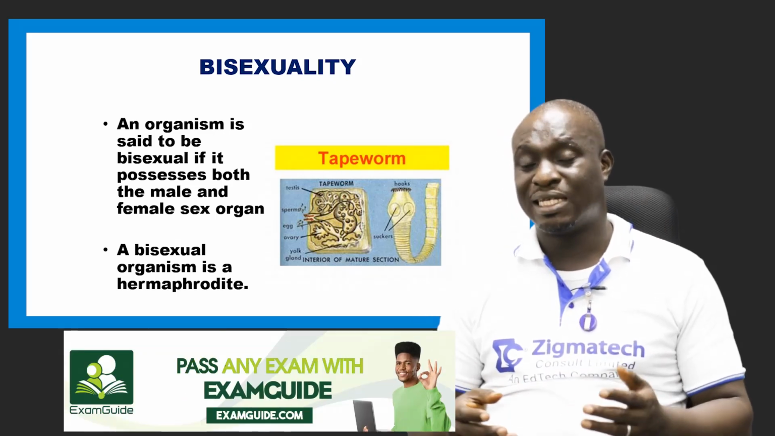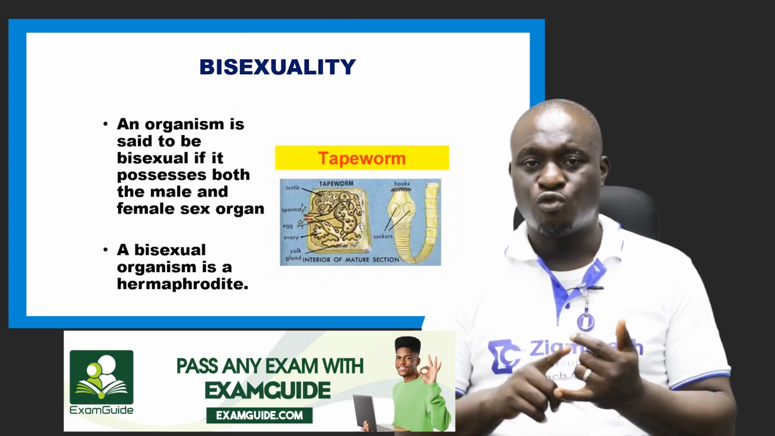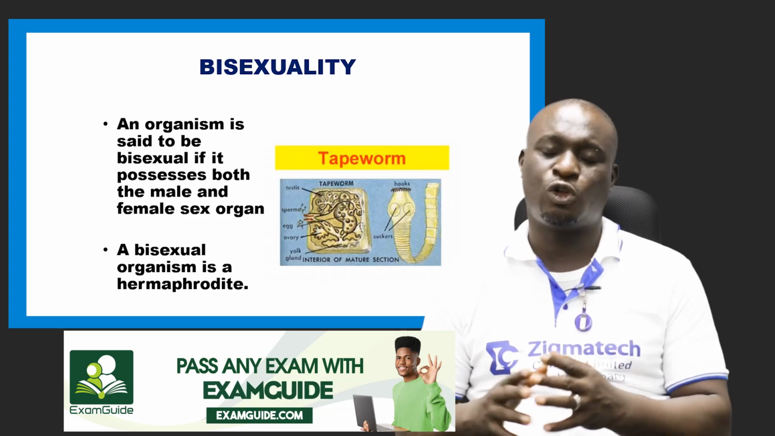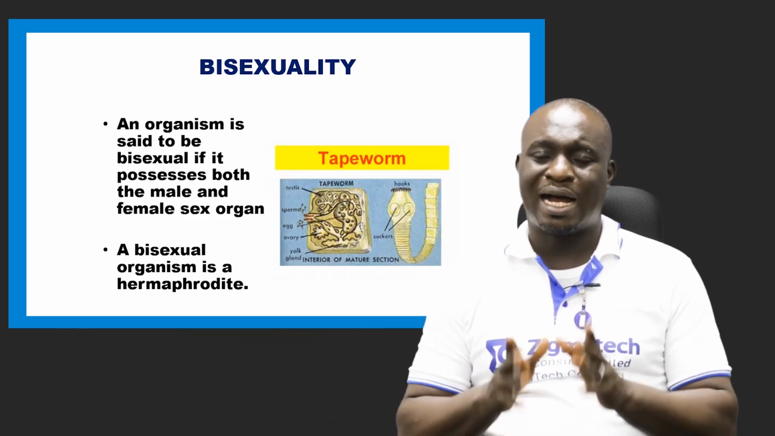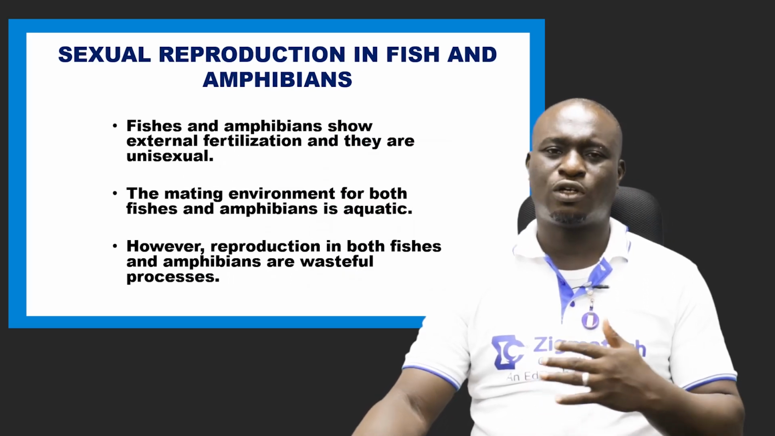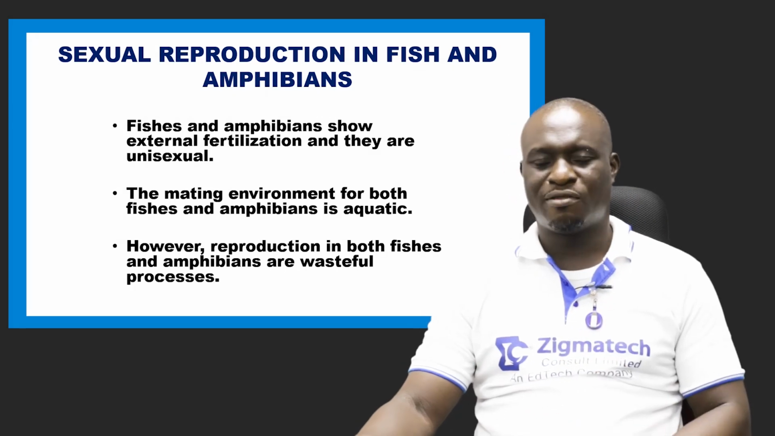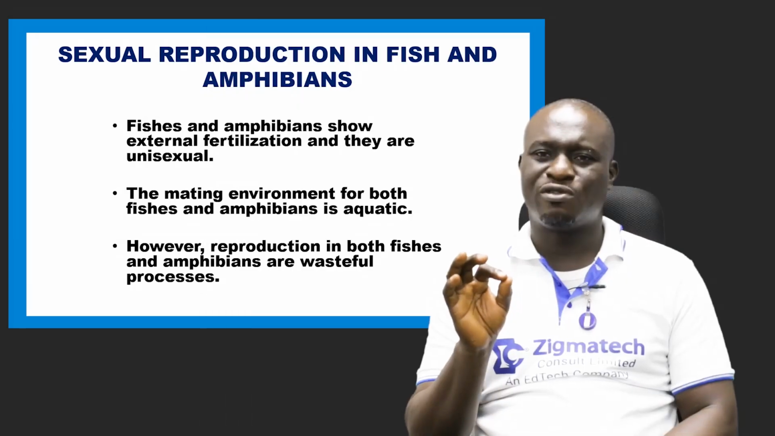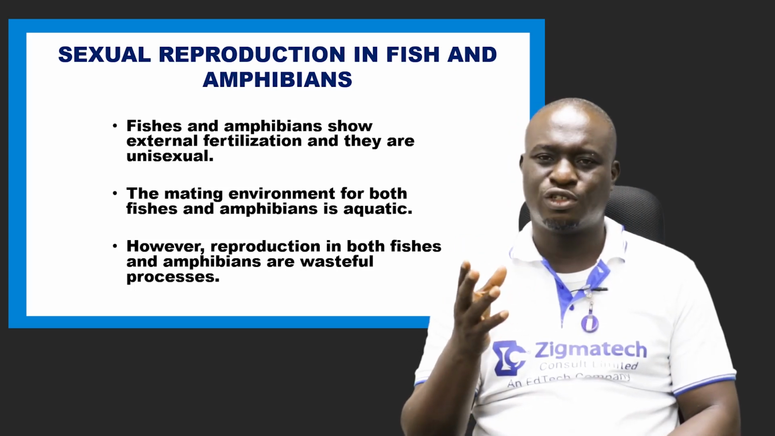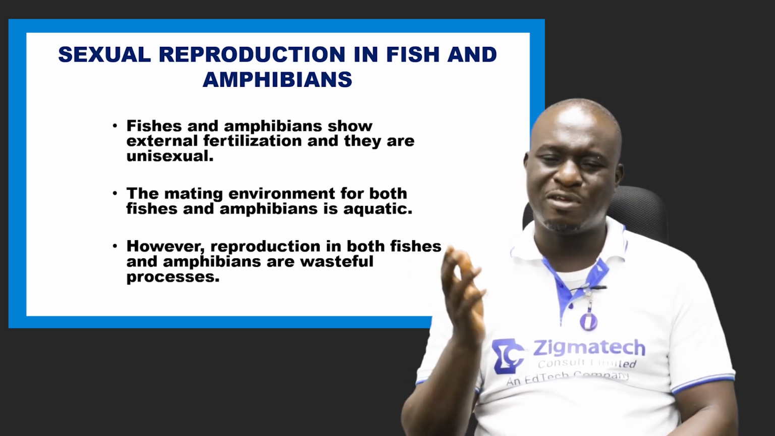Now, we have several examples. Most examples are worms, okay? We have worms, and then we have mollusks. Worms and mollusks fall under this category. They are actually bisexual. Now, quickly, before I call it a day in this particular video, I would like to give a brief explanation on sexual reproduction in fish and then in amphibians.